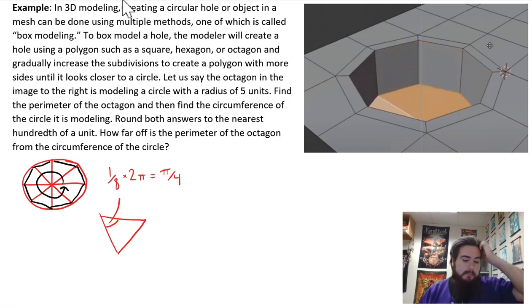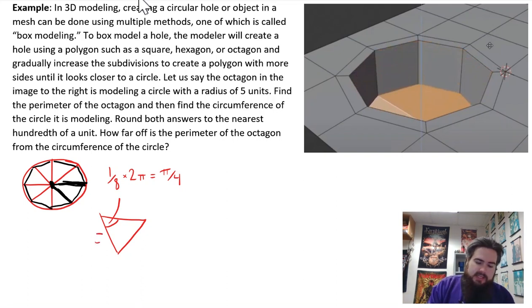This is trying to model a circle with a radius of 5, which means that the distance from the center of this image to the edge of the circle would be 5 units. And that would also represent the distance from the center of the circle to the edge in these triangles. Meaning that we have these two side lengths that are both a value of 5.